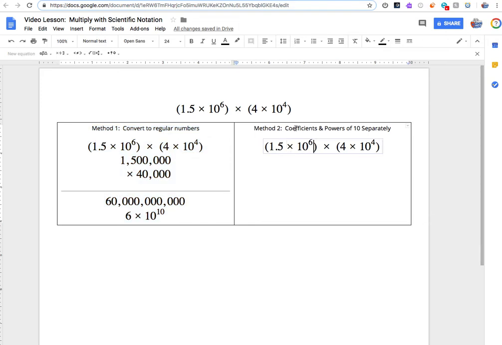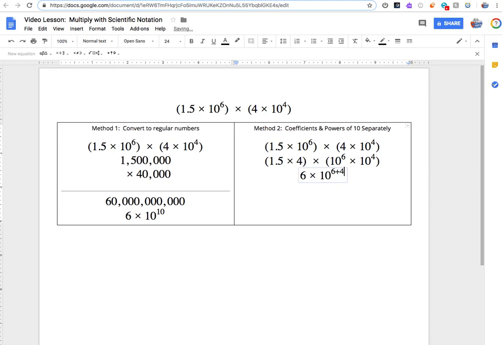Method 2 instead says to use the coefficients and the powers of 10 separately. We're going to multiply the coefficients together and the powers of 10 together. So in this case, we're going to go ahead and rewrite this expression instead to say 1.5 times 4, we're going to put the two coefficients together first, and 10 to the 6th times 10 to the 4th is going to be put at the end. I know that 4 times 1 is 4, and half of 4 is 2, so if I put 4 plus 2 together, I know that 1.5 times 4 makes 6. That's still going to be multiplied with 10 to the power of 6 times 10 to the power of 4.